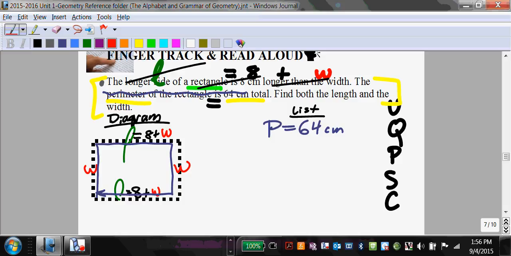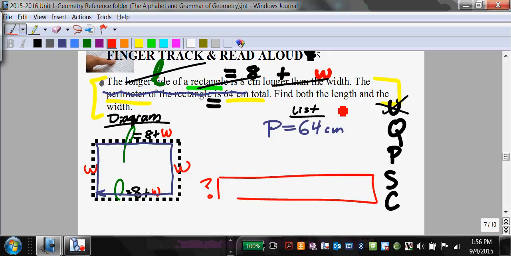A diagram or a list, and good. Okay, so that means I've got the food out of the fridge. Now I'm going to look and try to figure out my cooking here. My question, make a giant question mark with the box. I am trying to find the length and the width. Always keep your question in mind.